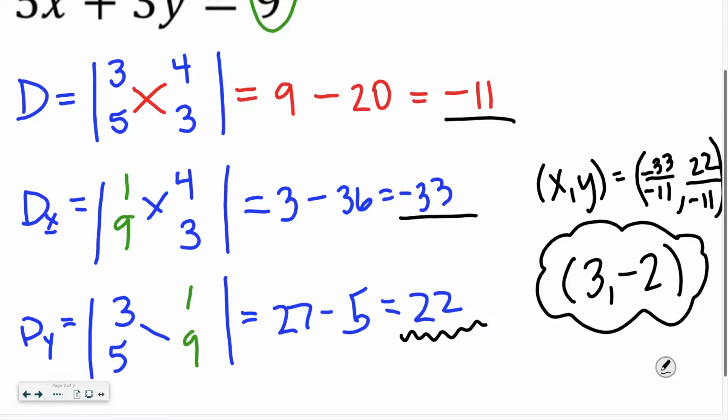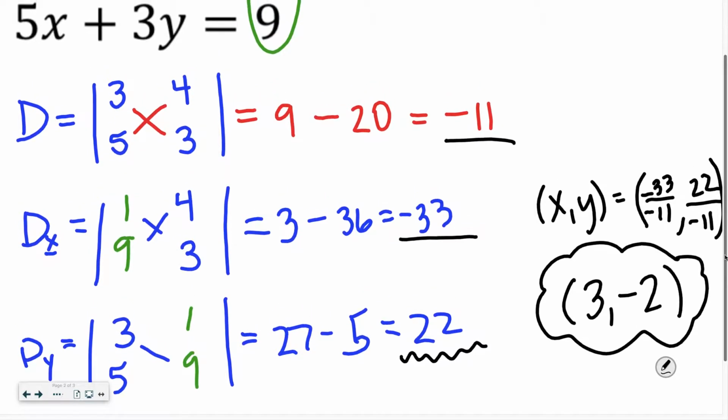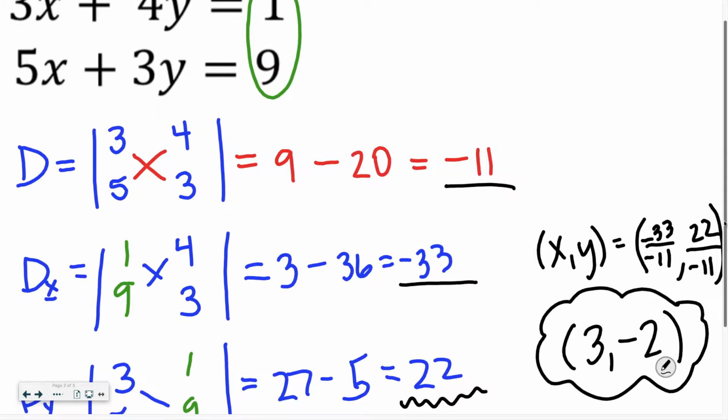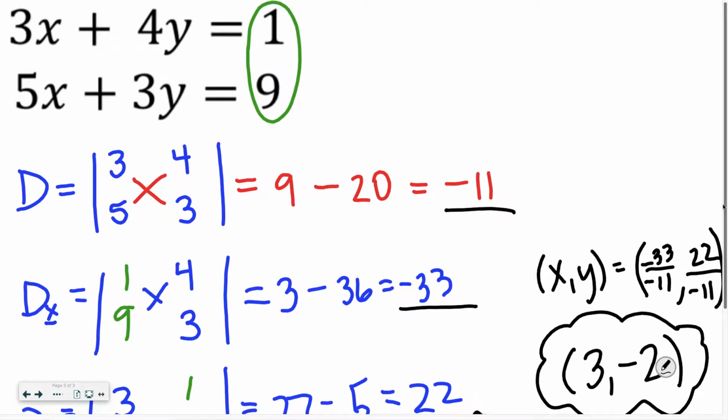With zero algebra, we have the intersection of these two lines. Can we check this? Always for a system of equations, we know if we have the right answer or not. Okay? So our coordinate is 3, negative 2. 3 times 3 plus 4 times negative 2 is 1. 5 times 3 plus 3 times negative 2 is 9.